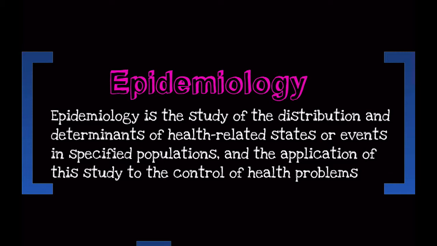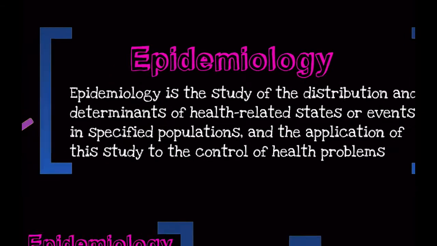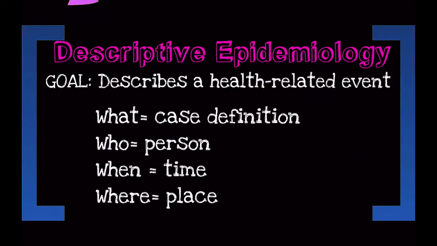Remember, epidemiologists are looking for patterns in a specified population so that they may create preventions or interventions for health problems. In order to do this, there's descriptive epidemiology, which has the goal of describing a health-related event. Just like a reporter reporting an event, they look at the what, who, when, and where. For an epidemiologist, this is the case definition, person, time, and place.